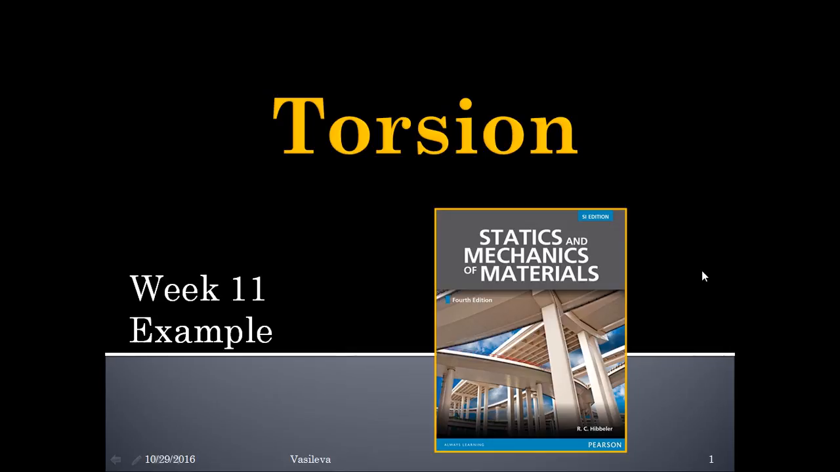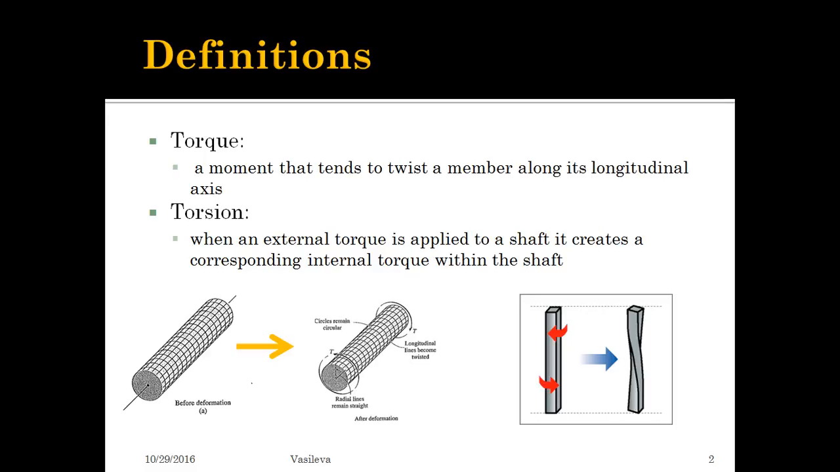This week we're going to cover torsion, and we're going to start off with a very simple example. First of all, though, let's cover some definitions. So we should recall what torque is. It's basically a moment, so force times the distance, that tends to twist a member along its longitudinal axis.